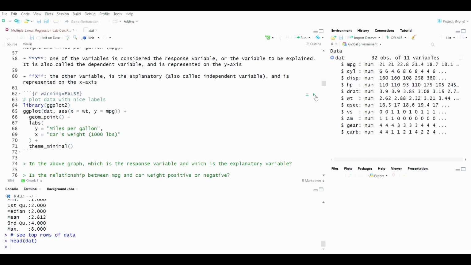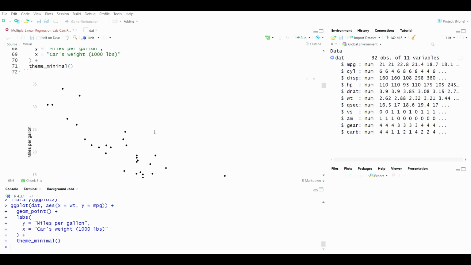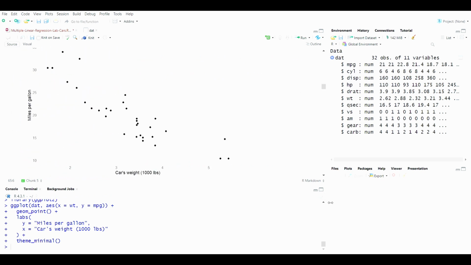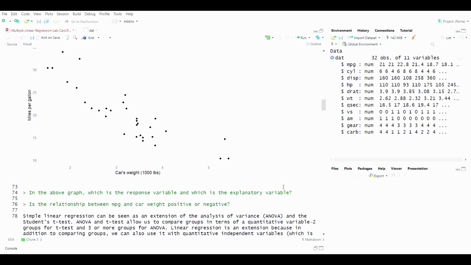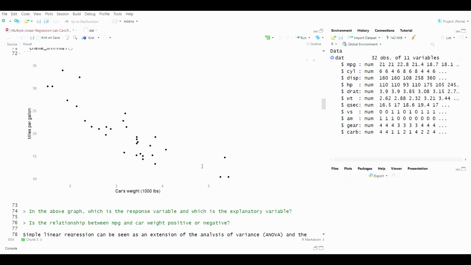To run this chunk, press the green play button and scroll down to see, I'll minimize this window, we see more. We see a graph of the data, car weight on the x-axis, miles per gallon on the y-axis, and we can see that there is what looks like a pretty nice linear relationship.